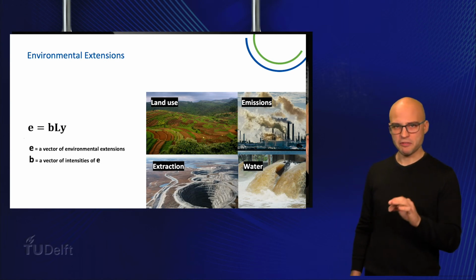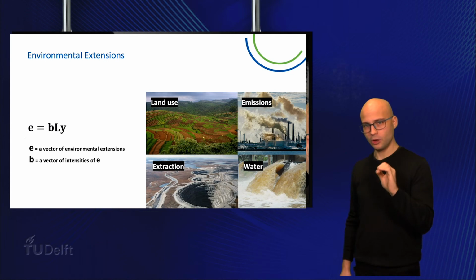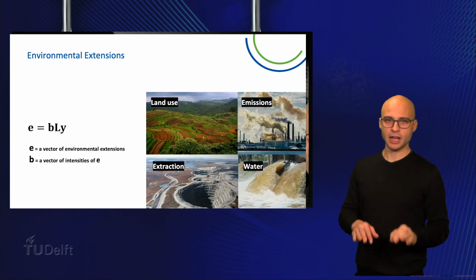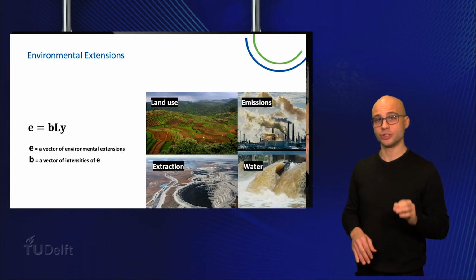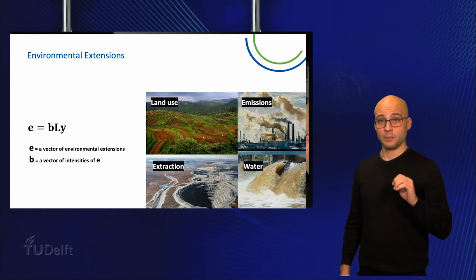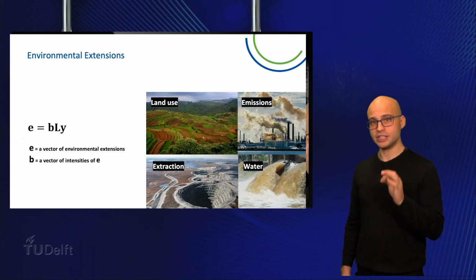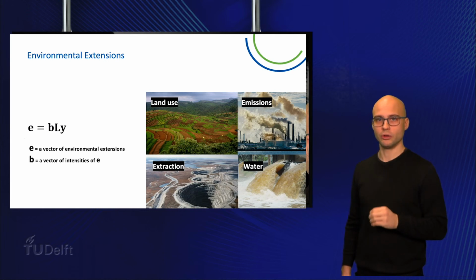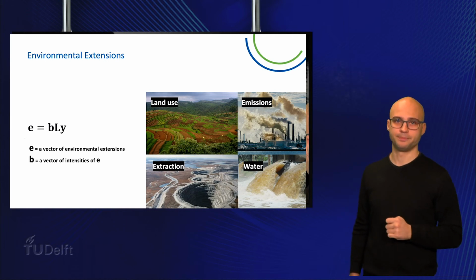So if we assume we have a vector of coefficients that we call B, that was obtained by dividing a vector of environmental extensions E by the total product output, we can say that the E vector is a product of environmental extension coefficients, the Leontief inverse L, and a vector of final demand.